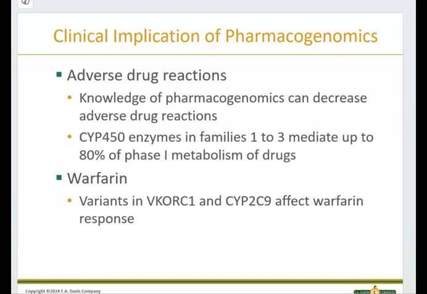So if we know about the patient's pharmacogenomics specific to them, we can decrease adverse drug reactions. The CYP450 enzymes in families 1 to 3 mediate up to 80% of phase 1 metabolism of drugs. We know that variants in the VKORC1 and the CYP2C9 can affect how people respond to warfarin as well.